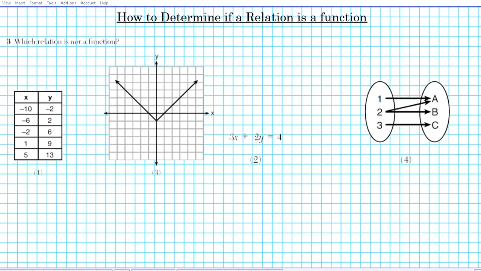Okay. All right. Let's take a look at question 3. In question 3, we're given 4 relations here: a table, a graph, an equation, and a map. The question is, which relation is not a function?